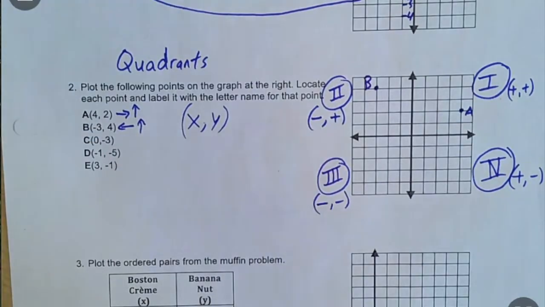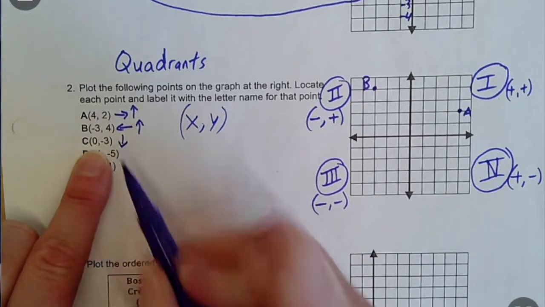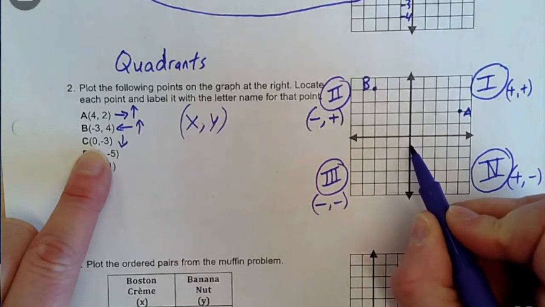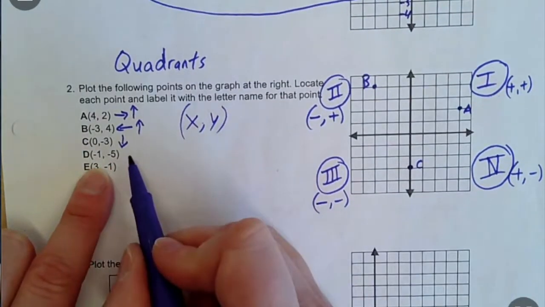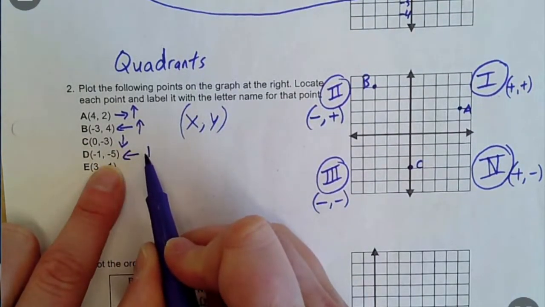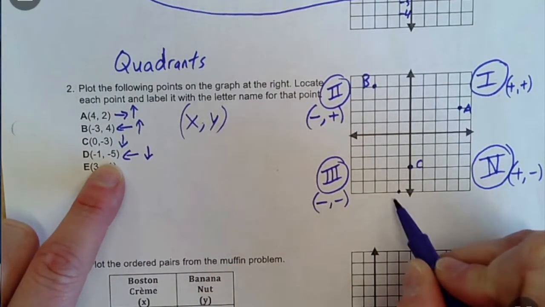And give you a chance to graph the others and check to see how you're doing. 0, -3 means you don't move left or right, but you would just go down 3. Point C. -1 means left, -5 means down. Left 1, down 5 for point D.